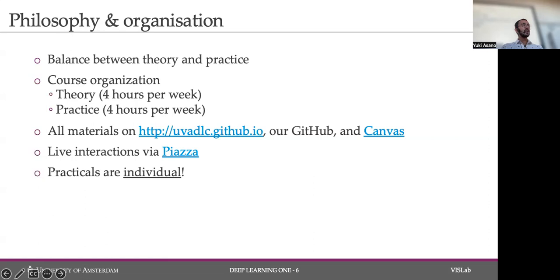The practicals, I'll go to them in a bit, they're individual. So in the practicals, these are the assignments, basically. You will have to hand in 3 assignments, which are graded, and in which you do some programming by yourselves. But you will be able to ask questions and work on them during the tutorials.